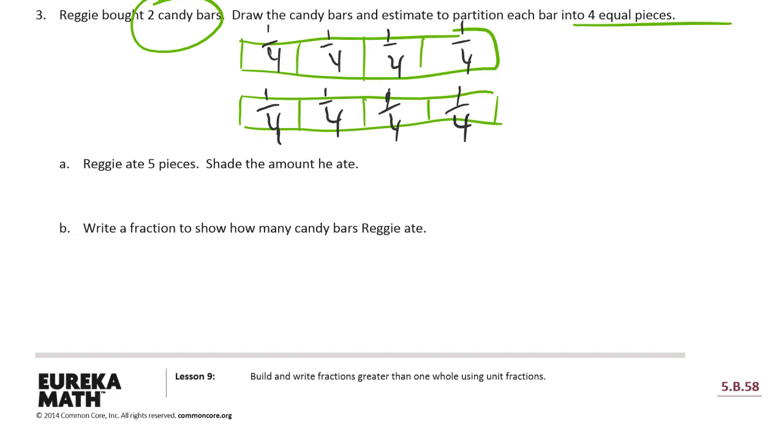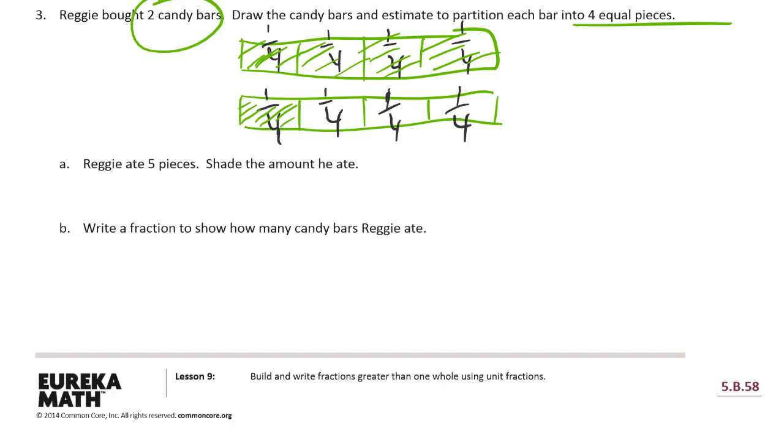Reggie ate. Okay, so we did that. We drew the candy bars. Reggie ate 5 pieces. Shade the amount he ate. Okay, so that's 5 pieces. So it could be any 5 pieces, right? We've got 8 different pieces here. We can shade any 5 we wanted. But I'm just going to do 1 whole candy bar, 1, 2, 3, 4, and then 1/4 from the other candy bar. So there's the 5 pieces shaded in.